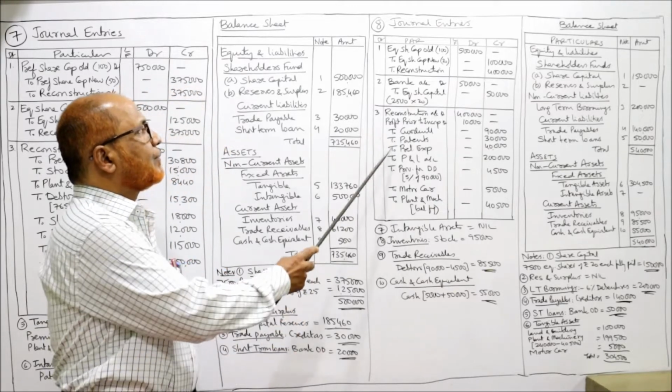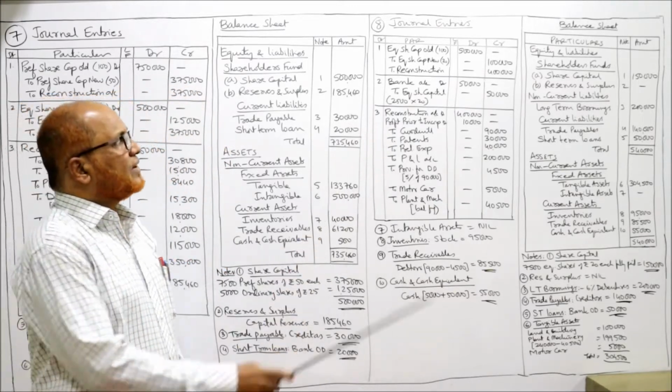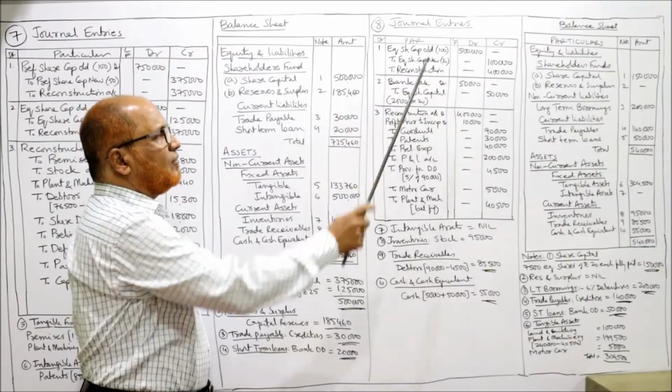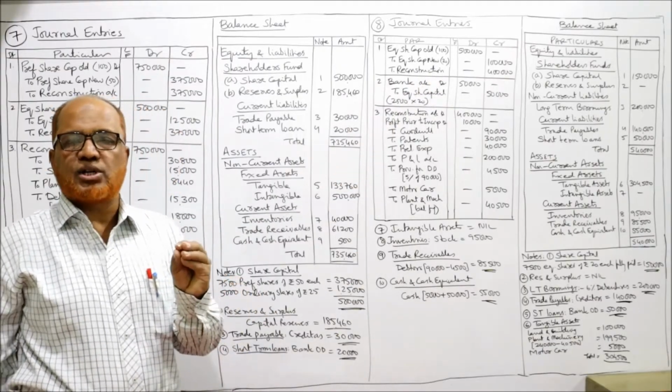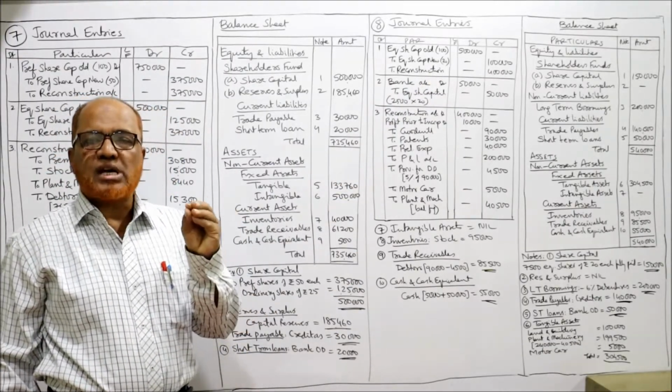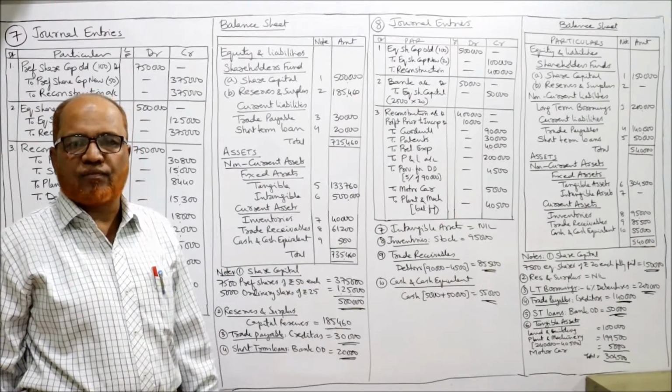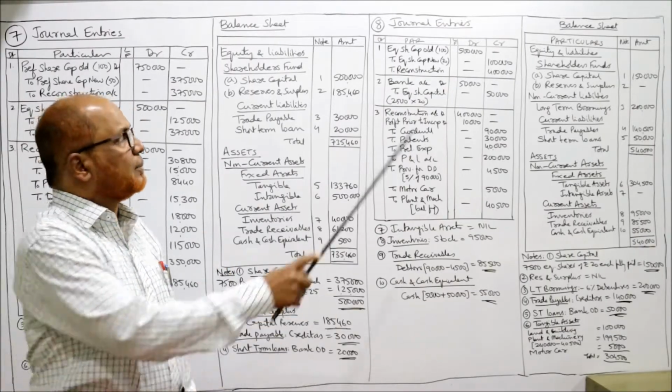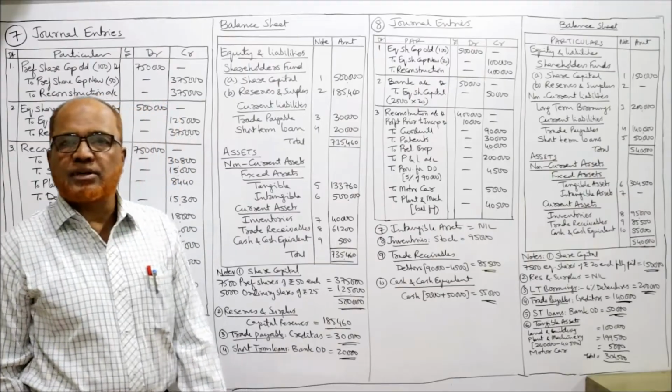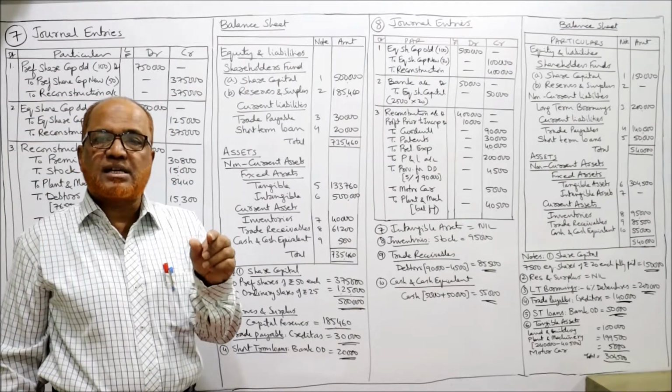Now, see carefully. Journal entries. The first journal entry, equity share capital account debit 5 lakh. Presently 5,000 shares are there. The face value of each share was 100. Now we are writing off, we are cancelling the old share capital. And we are issuing the new share capital for 1/5 of its present value.